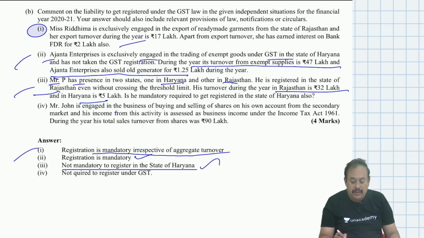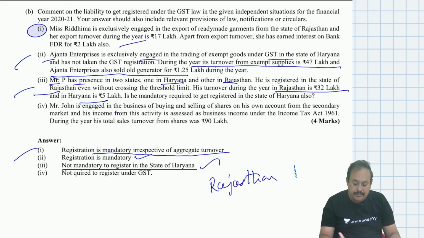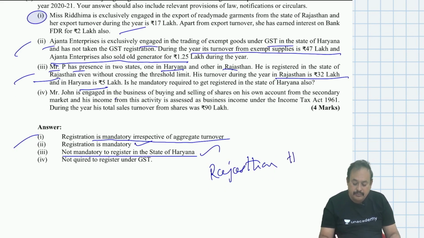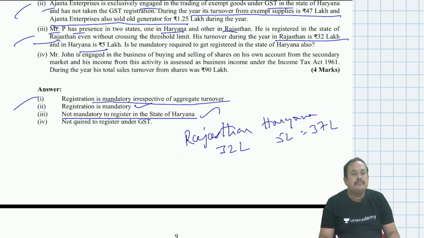Got the clarity? There are two states, one is Rajasthan, the other one here is the state of Haryana. Turnover here 32 lakh, 5 lakh, aggregate 37 lakh, only 37 lakh. Here they got registered voluntarily.